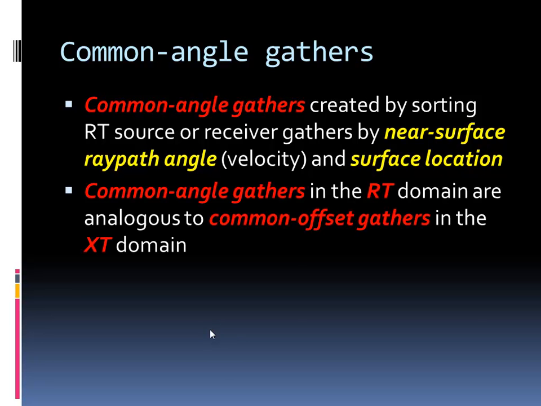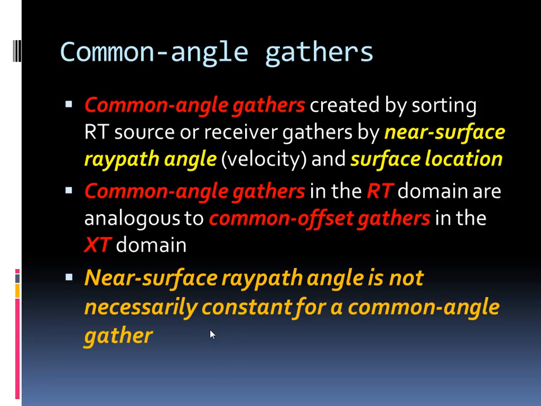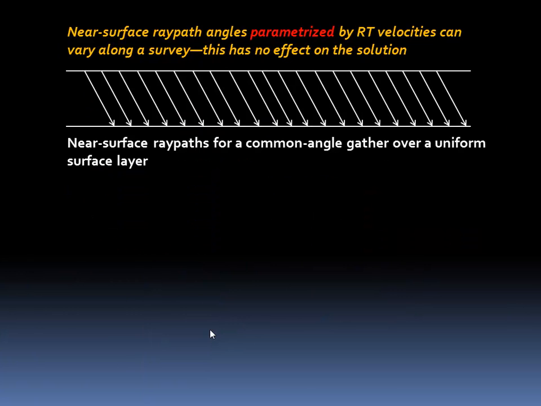They're analogous to common offset gathers in the XT domain. And once again, the near surface raypath angle is not necessarily constant for a common angle gather. This confusion has come up when I've talked about this topic on other occasions. And by that I mean, if you think of the near surface raypath angle as shown here for each different surface location, this would sort of be a near surface raypath plot for a common angle gather.